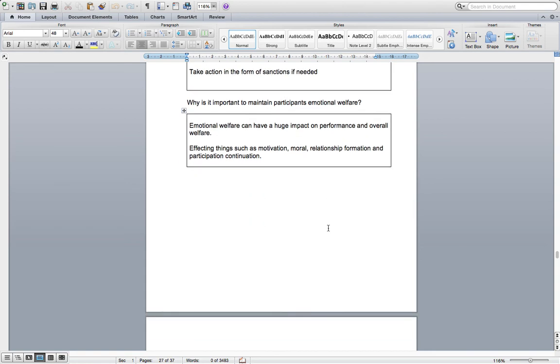Right, here we go, guys. Final question. Why is it important to maintain participants' emotional welfare? Okay. So emotional welfare can have a huge impact on performance and overall welfare. Okay, so emotional welfare is how someone feels in themselves. Do they feel happy? Do they feel sad, angry, undervalued?